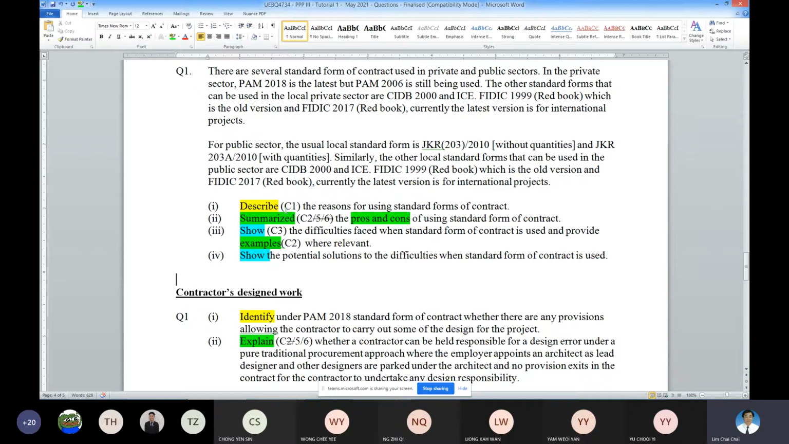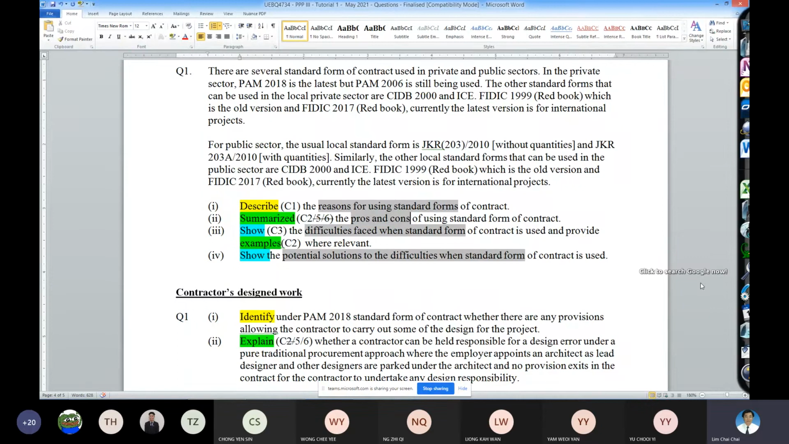Okay, so question 1.1, what is the issue? It is the reason for using standard form. That is the issue. Okay, so the second one is the pros and cons of using standard form. Okay, and then the third one, the issue is difficulties when you use standard form. And here number 4, solution to the difficulties when you use standard form. So these are the issues. Okay, and this one is your pros and cons. These are the issues that you need to look into.